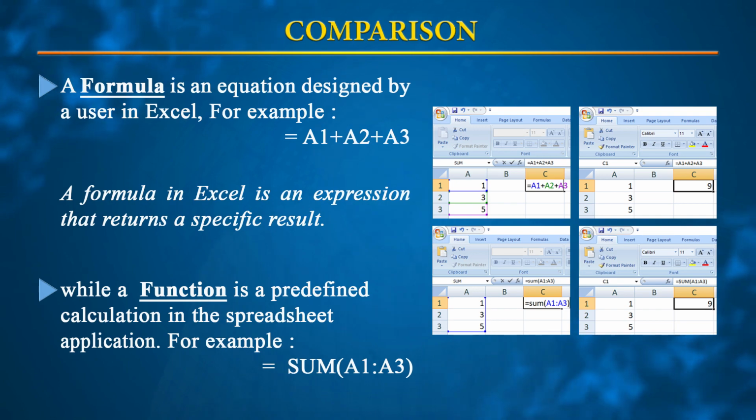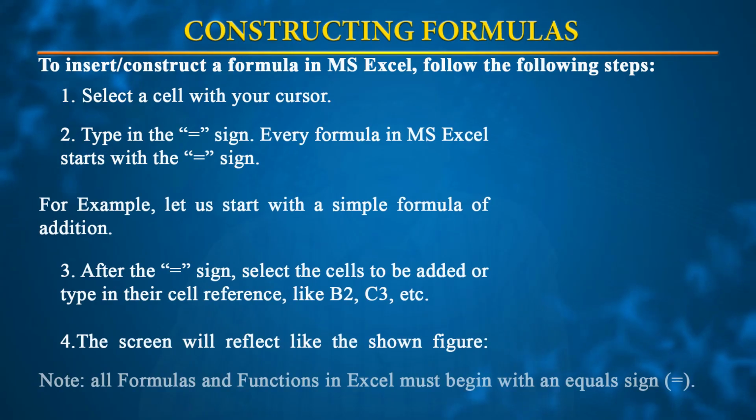That means we program a function named sum where the arguments passed are A1 to A3, and these arguments refer to the cells whose values are to be summed, the values available in the cells A1 to A3. Now subsequently, if we are constructing a formula, we need to take care of some things.